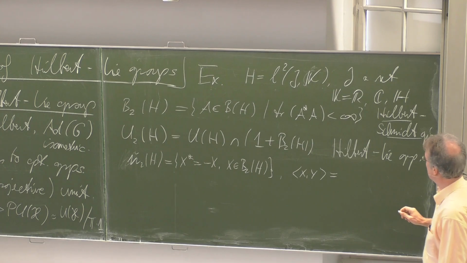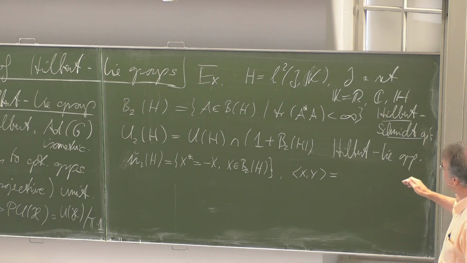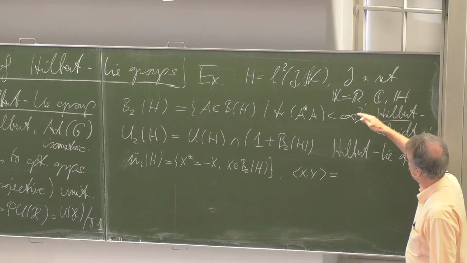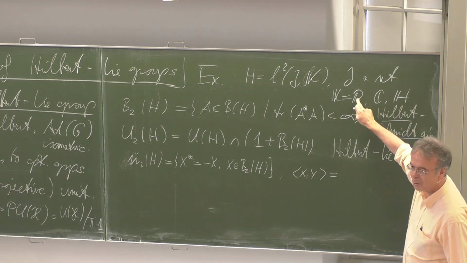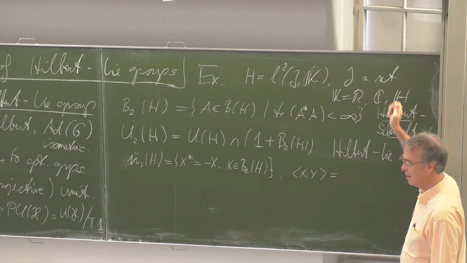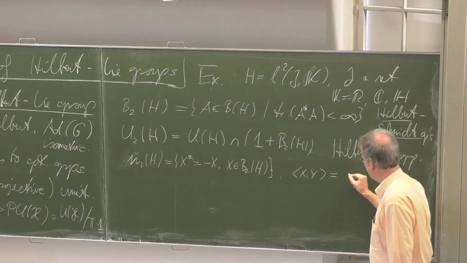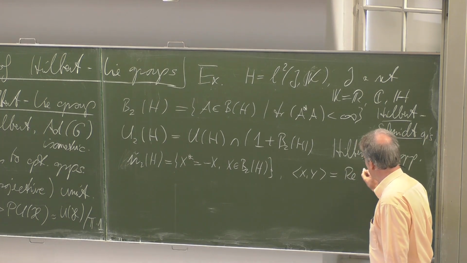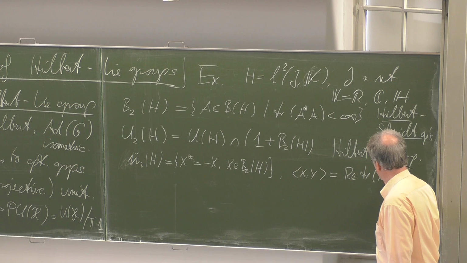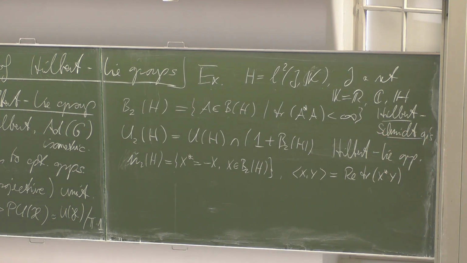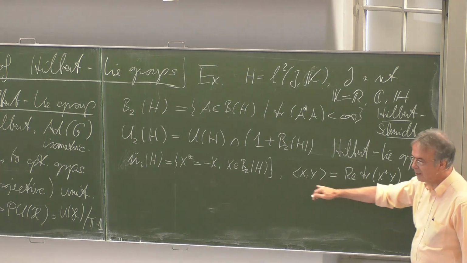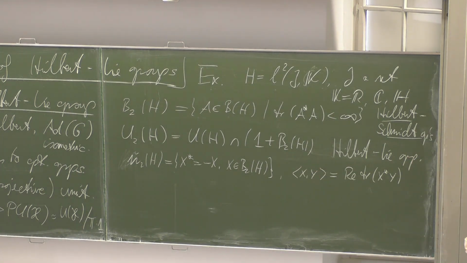And one has to be a little careful here because the value of the trace would be real for the real numbers and the quaternions, and complex for the complex case. So one can take the real part of the trace of X star Y, and that would be an invariant inner product, turning this Lie algebra into a Hilbert space. So that's the prototype.